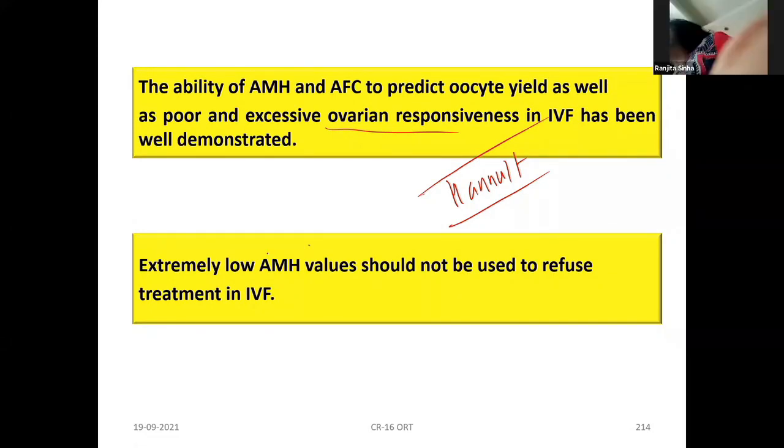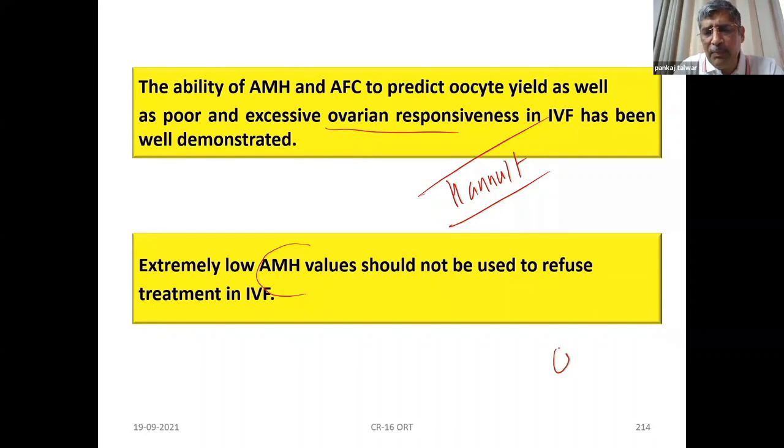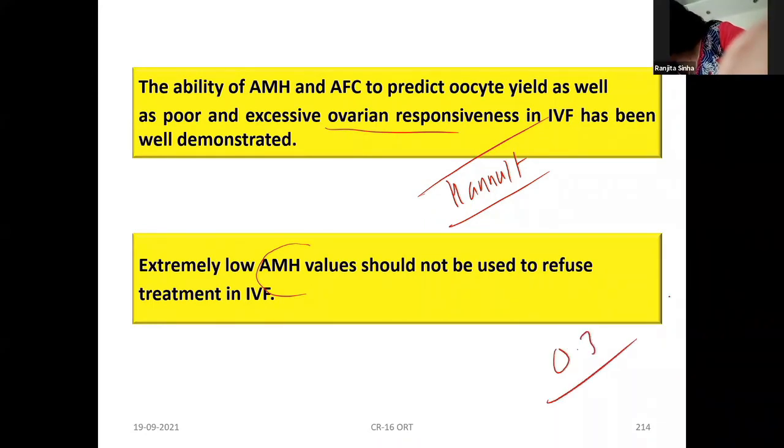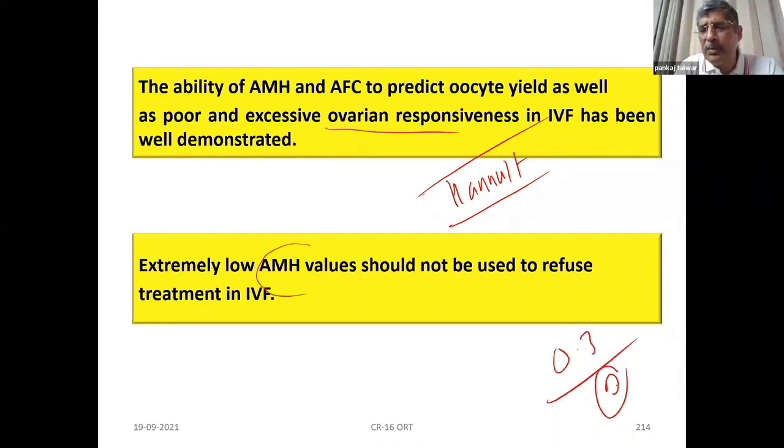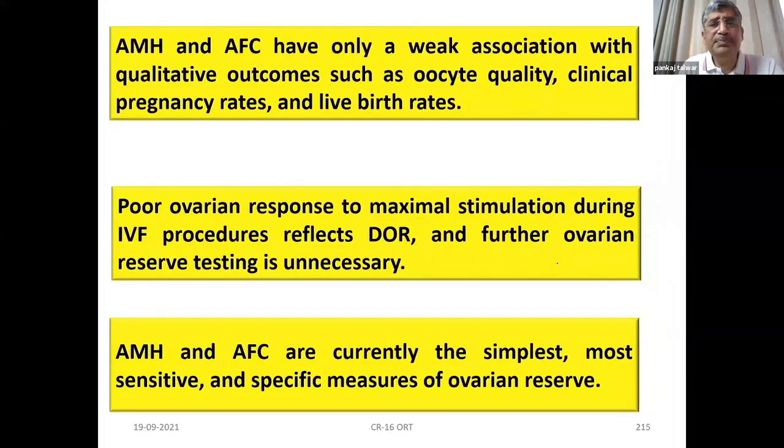Extremely low values should not be used to refuse treatment in IVF. If you get an AMH of 0.3, don't say go for a donor, or don't say go do that. We should not be using it to refuse treatment in IVF or an IUI. They have weak associations with qualitative outcome.